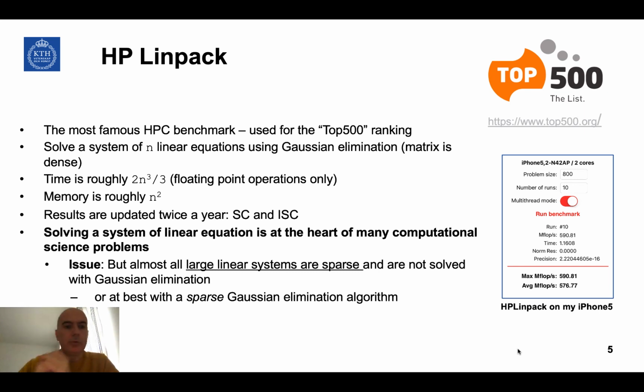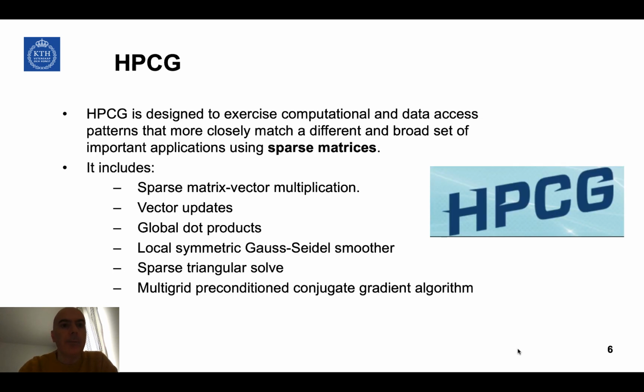So people are trying to move forward from LINPACK. It is still the main benchmark to compare the performance of different computers, but we are also looking at something that is more representative of HPC workloads. An example is HPCG. HPCG stands for High Performance Conjugate Gradient, so it solves a conjugate gradient linear solver that is much more advanced than Gaussian elimination. HPCG is designed to exercise computational and data access patterns that more closely match a different and broad set of important applications using sparse matrices.